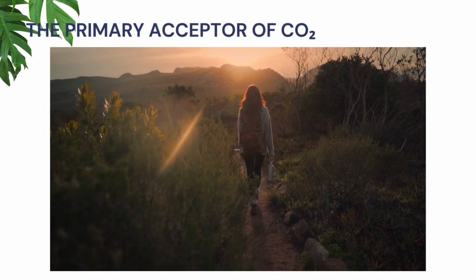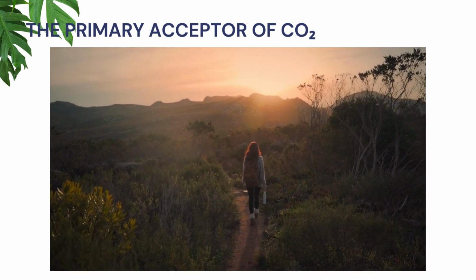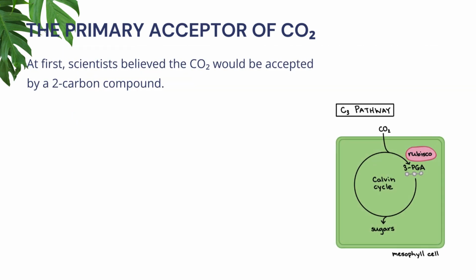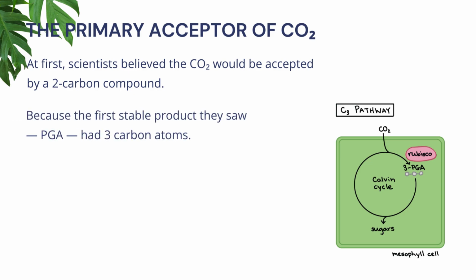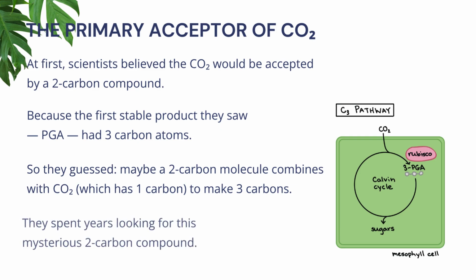Let's look at something interesting scientists discovered, the primary acceptor of carbon dioxide. The early assumption. At first, scientists believed the CO2 would be accepted by a 2-carbon compound. Why? Because the first stable product they saw, PGA, had 3 carbon atoms. So they guessed, maybe a 2-carbon molecule combines with CO2, which has 1 carbon, to make 3 carbons.